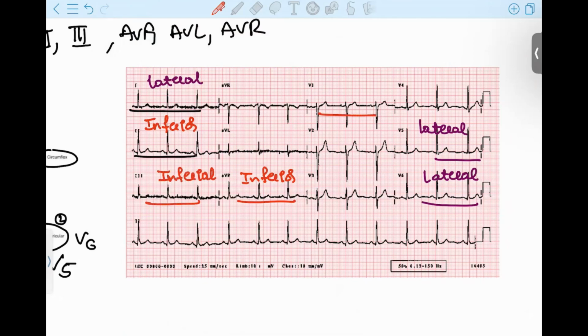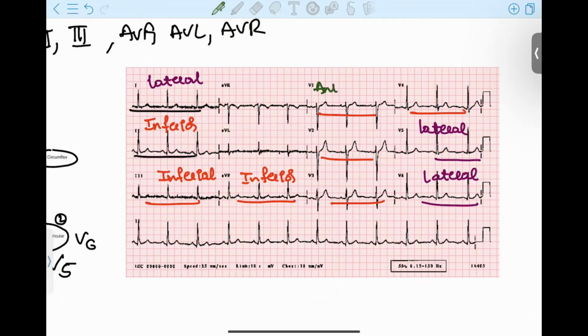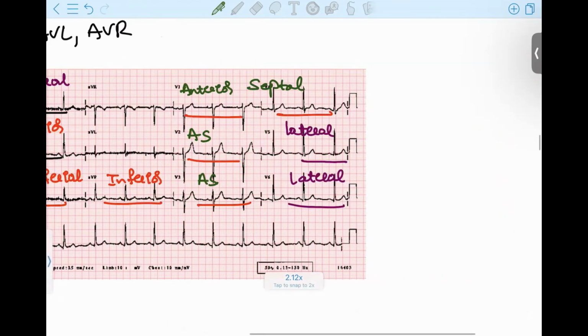So V1, V2, V3, V4 will involve the anterior septal wall. So this is how we find out the most common culprit artery involved. If I say the lateral side, that is your left circumflex artery.